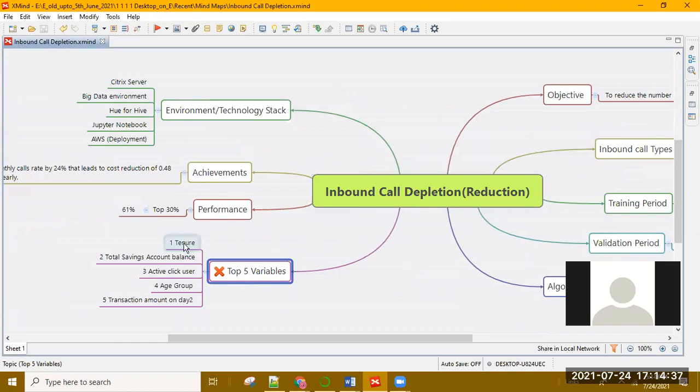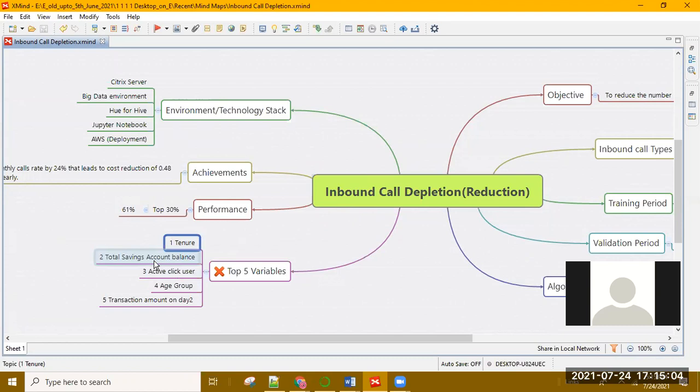Here one may be tenure. Tenure means how long the customer has been with the bank. Suppose a customer joined the bank 1 year back, then tenure is 1 year. If some people joined 6 months back, then tenure is 6 months. So it could be the number of months or years stayed with the bank. When the bank account is opened, that is tenure.